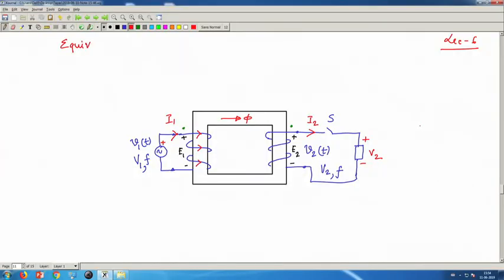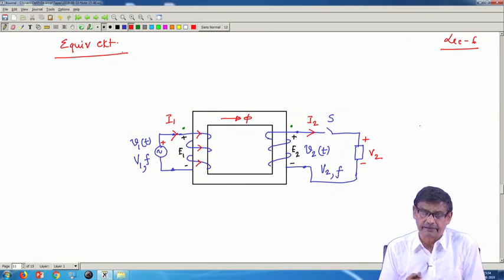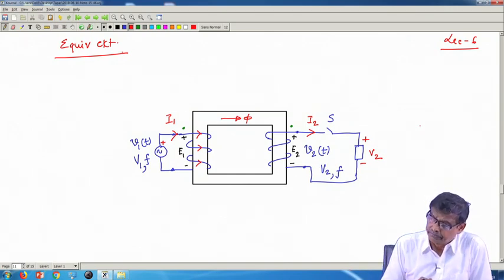Welcome to the sixth lecture, and we are discussing the equivalent circuit of transformers. An equivalent circuit is a simple model of this whole complicated thing. You leave the details on one side and get the results. We discussed that.